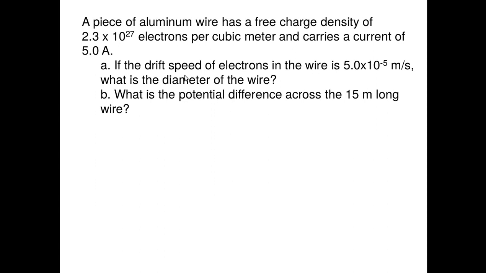So you could solve for the area and then find the diameter that way. I'm going to substitute an expression in for the area that's in terms of the diameter. So if the wire is 15 meters long, what's the potential difference across the wire? So I've got charge density, current, drift speed, and the length of the wire. I'm looking for the diameter of the wire and the potential difference.